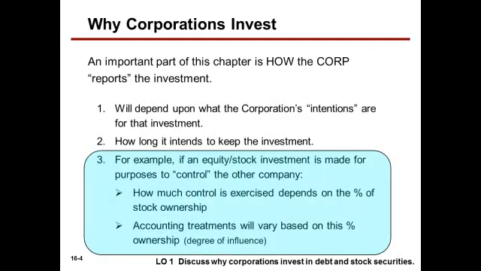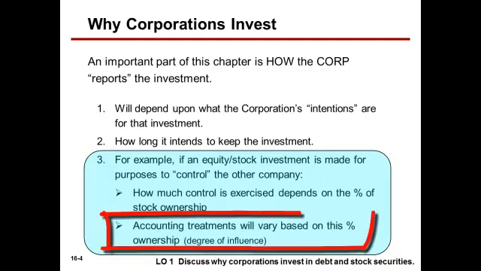So an important part of this chapter is how a corporation reports the investment. It depends on the corporation's intentions for that investment, that is, how long it intends to keep the investment. For example, a stock investment is made for purposes to control the corporation. The degree of control depends on the percent of stock ownership. So we'll see that the accounting treatments will vary based on this percent of ownership, this degree of influence held.